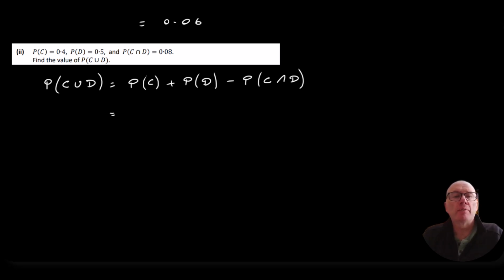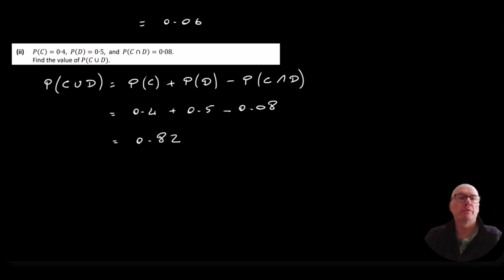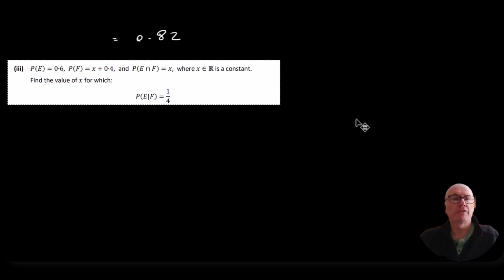So let's see, we have the probability of C, it's 0.4. We have the probability of D, it's 0.5. And the probability of C intersection D is 0.08. So when you add these up, you get 0.82. So the probability of C union D is 0.82. So this is part 3.